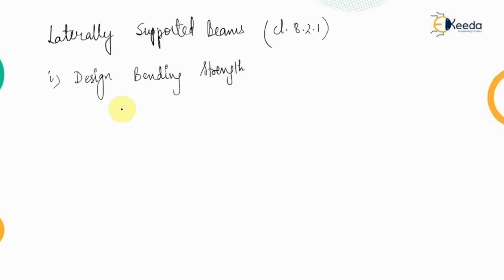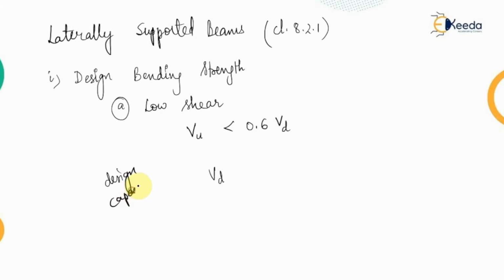Now this design bending strength is further classified under two heads, that is the low shear or the high shear. Now this low shear is to be checked. So for that, we compare the externally applied force, that is the ultimate or the factored shear force, which should be less than 0.6 times the design capacity of the section. This design capacity of the section is denoted by Vd, and it is equal to Fy by root 3.